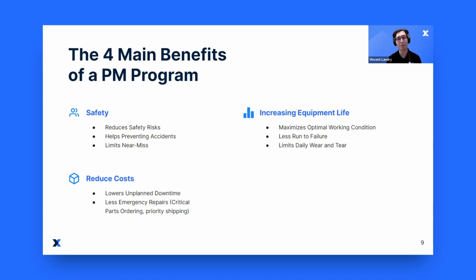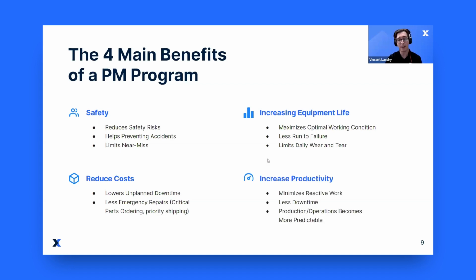When we get those types of issues with equipment, it usually leads to emergency repairs. And who says emergency repairs also says ordering parts with priority shipping, having a specific line, having a specific type of equipment, just being down for a long period of time. And this is something that is very, very expensive for the business as well.